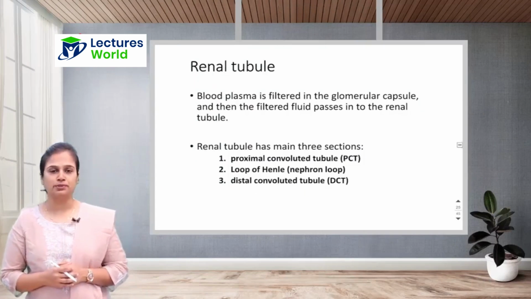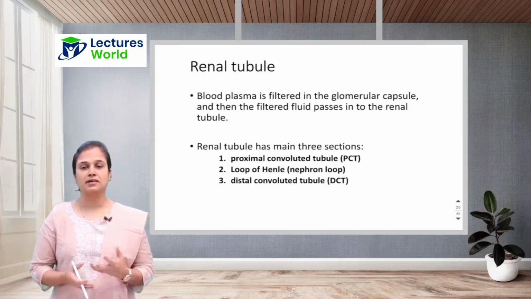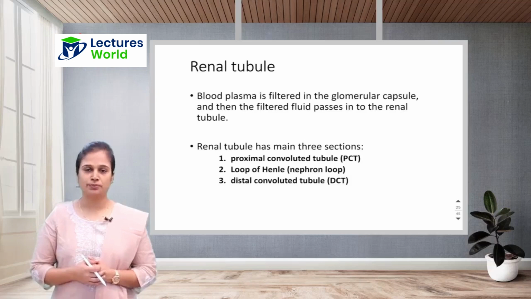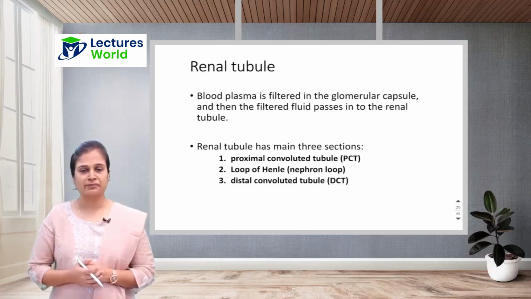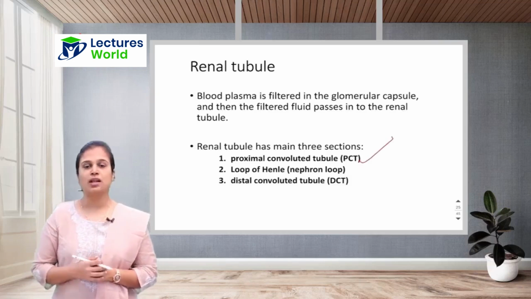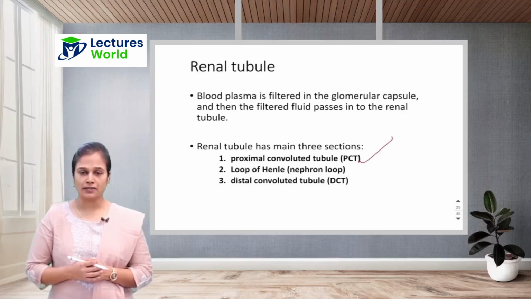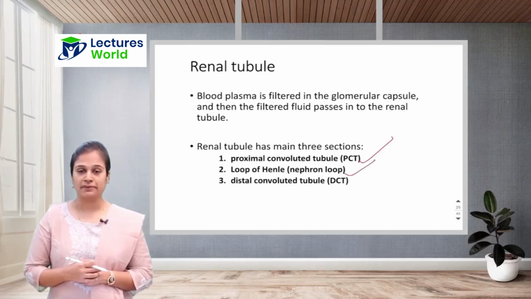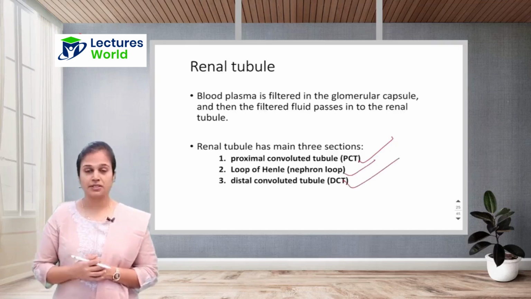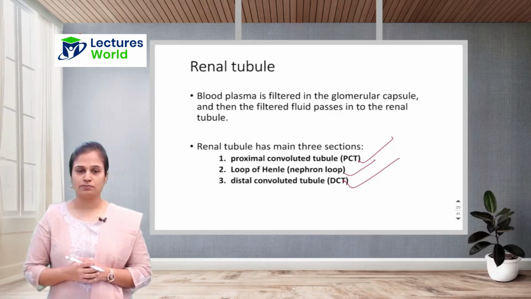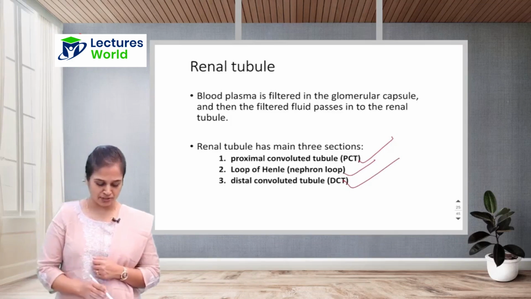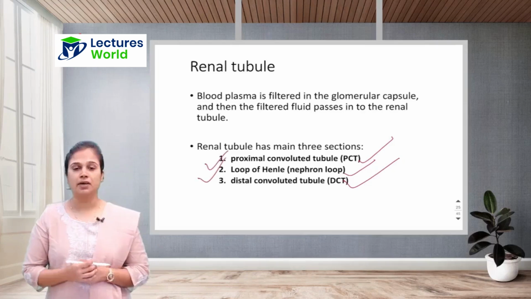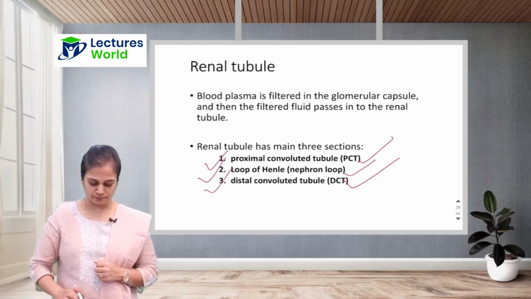Talking about the renal tubules, the blood plasma is filtered in the glomerular capsule and then the filtered fluid passes into the renal tubules. The renal tubule has three main sections. First is the proximal convoluted tubule, in short PCT. Second is the loop of Henle, also known as the nephron loop. And the third is the distal convoluted tubule.